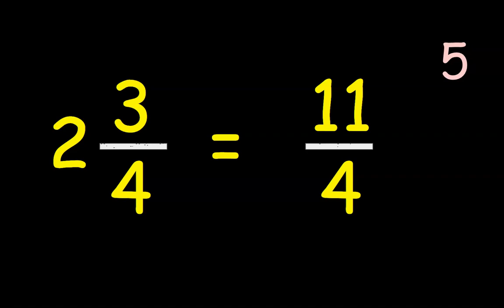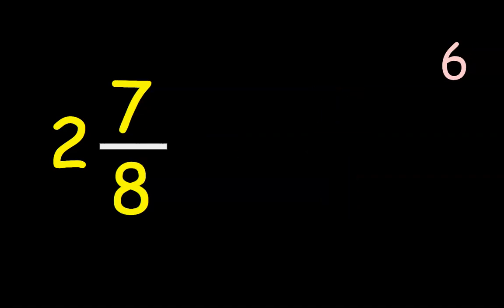Guys, remember, pause the video and spend time thinking about it. You don't have to rush through these. Number 6, 2 7/8. Pause, think about it, use pen and paper, do whatever you need to do. Write that as an improper fraction.